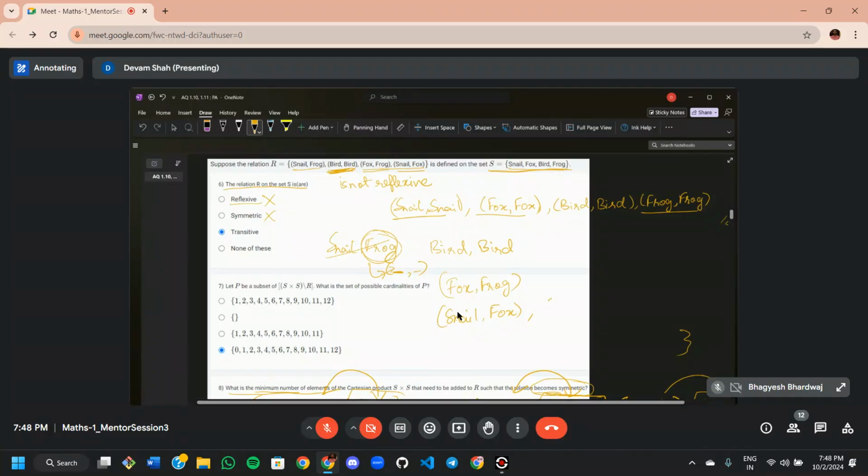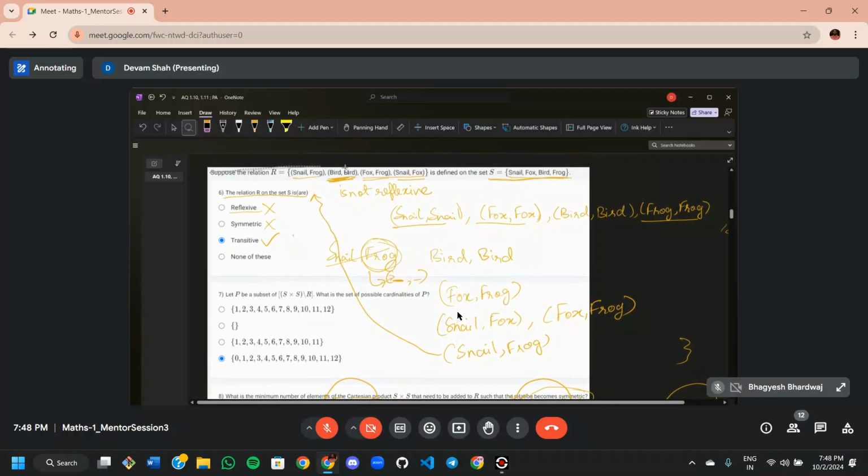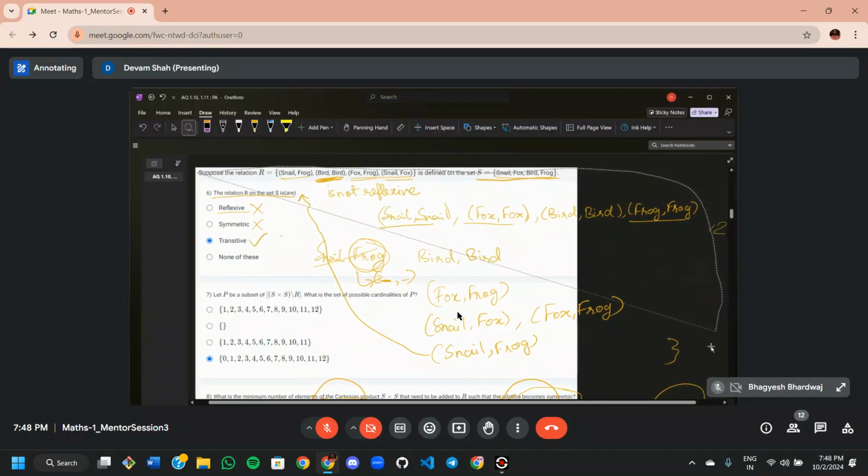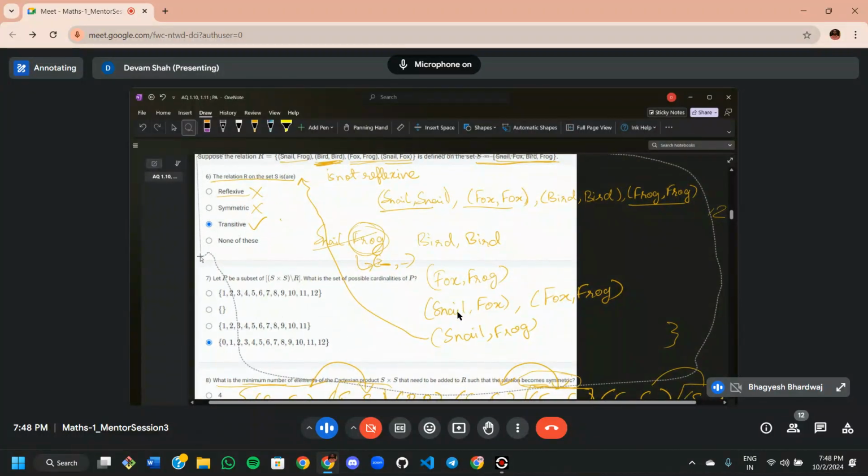If snail, fox is present and fox, frog is present, then there should also be snail, frog, and it's there here, right? So that's why it's transitive. Any problem with transitivity? No, sir. Everyone? Can you tell about transitive again?